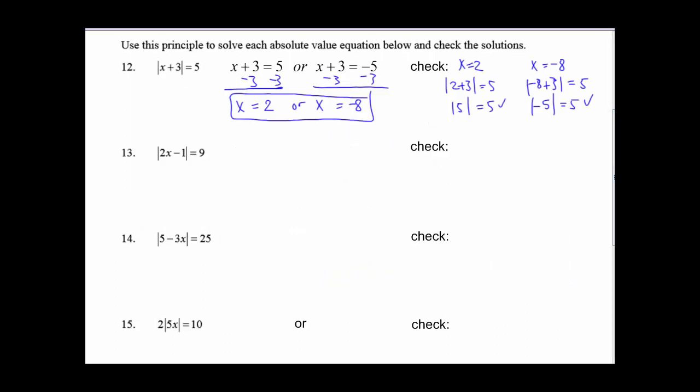Go ahead, hit pause. Try 13 and 14. We'll see you back here in a couple minutes.